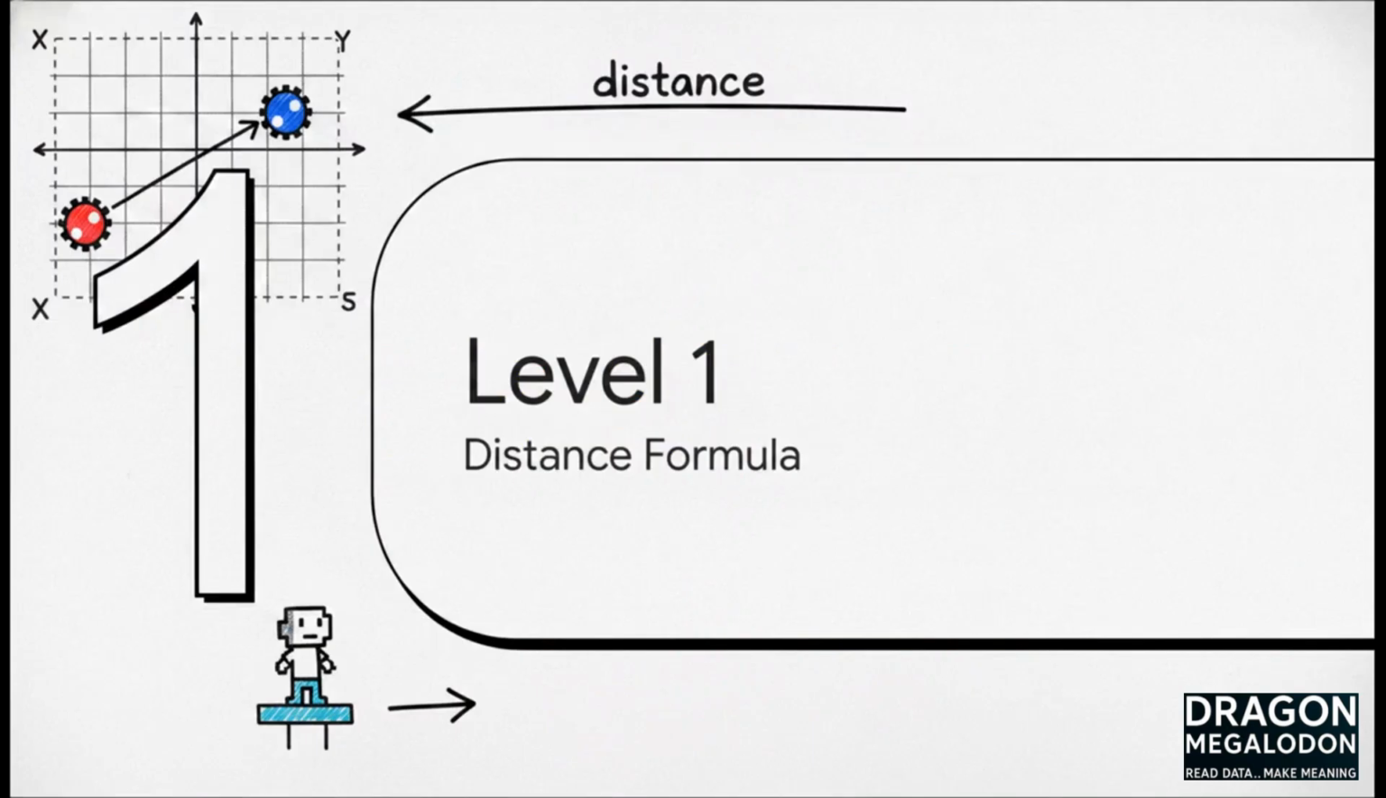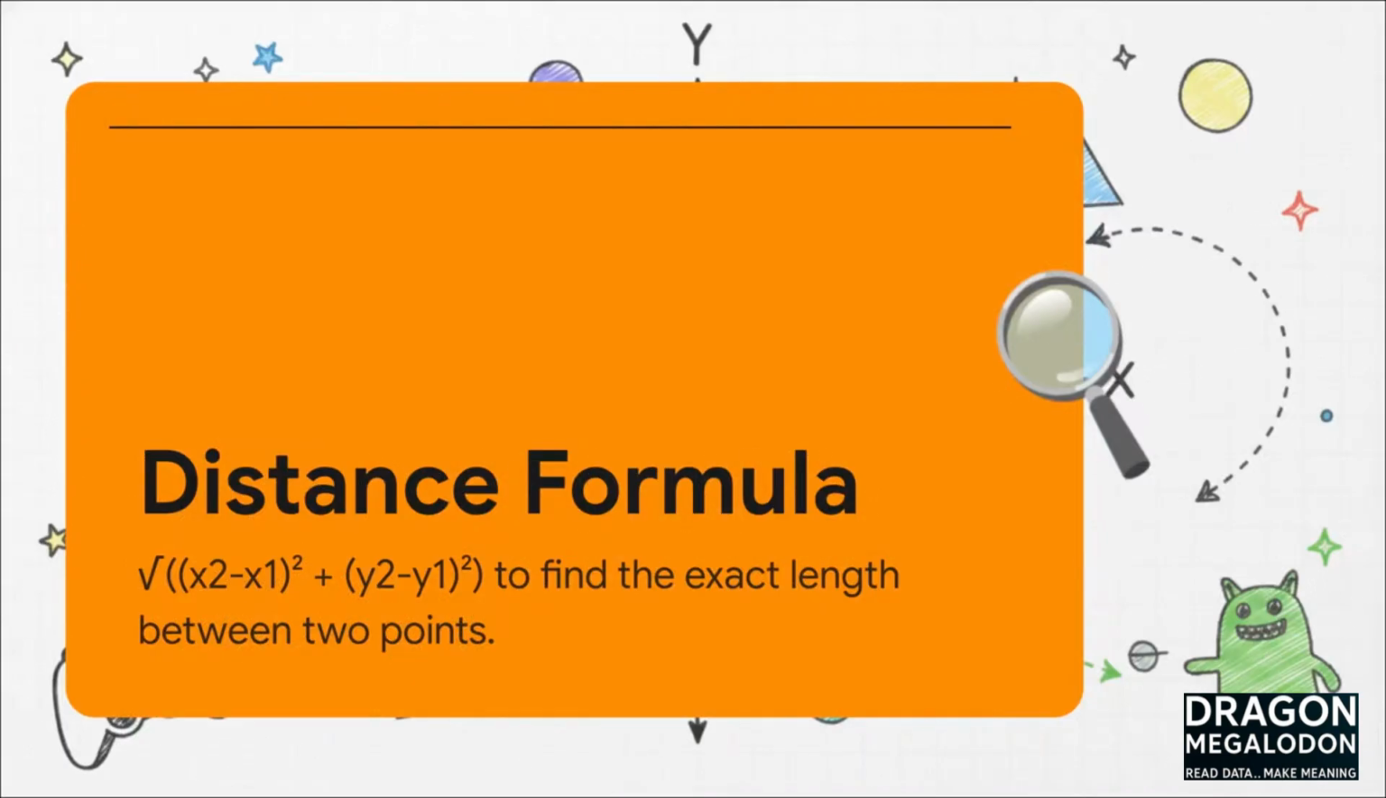All right, level 1, decoding the distance formula. Now, before we can even think about building complex interactive environments, we need a rock-solid way to find the exact linear distance between two sprites. That's where the distance formula comes in. It's basically the square root of the quantity x2 minus x1 squared plus the quantity y2 minus y1 squared. This script takes your first coordinate point, x1, y1, and your second point, x2, y2, and outputs the precise length between them.